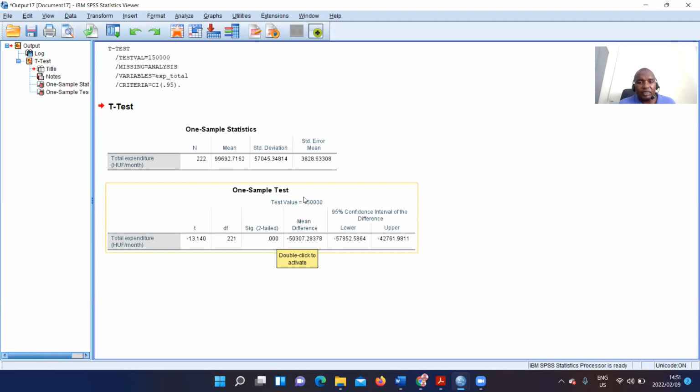total expenditure is 150,000 Hungarian forint. We reject that hypothesis. It's some other figure within the 95% confidence interval. We know that the 95% confidence interval was ranging from around 92,000 to around 107,000. Let us test with a test value of 102,000.